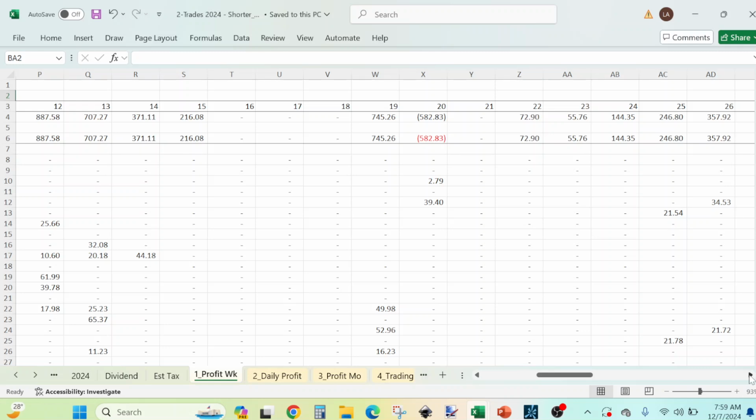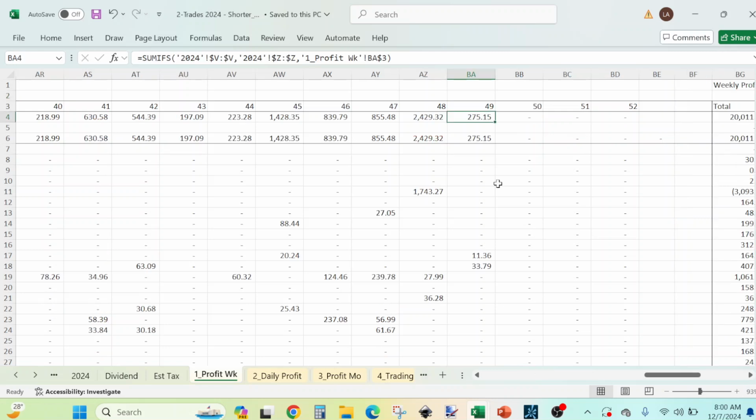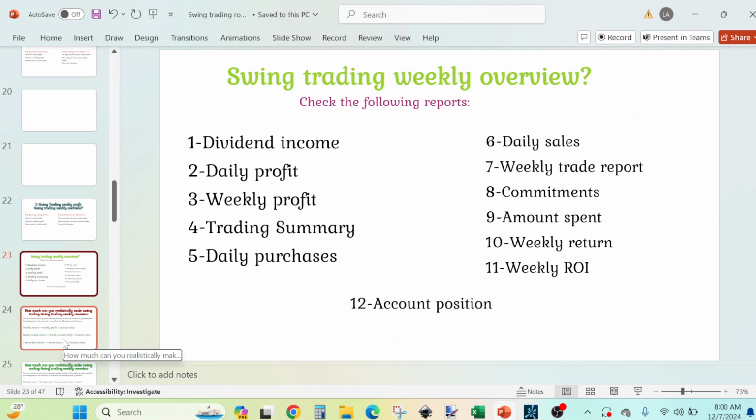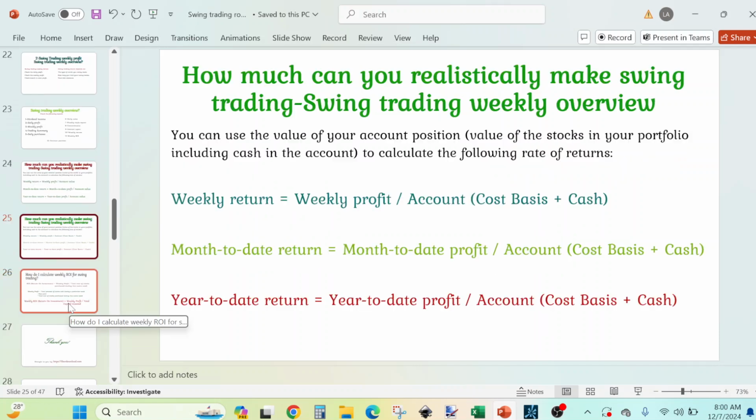And for week 49, the profit is 275.15. So that's the profit we made this week. And the way we calculate our profits is not by taking how much we purchased during the week subtracted from how much we sold during the week. But we take how much we sold minus how much we paid for those particular stocks that we sold to find the profits. But yeah, we do have some way of calculating those.